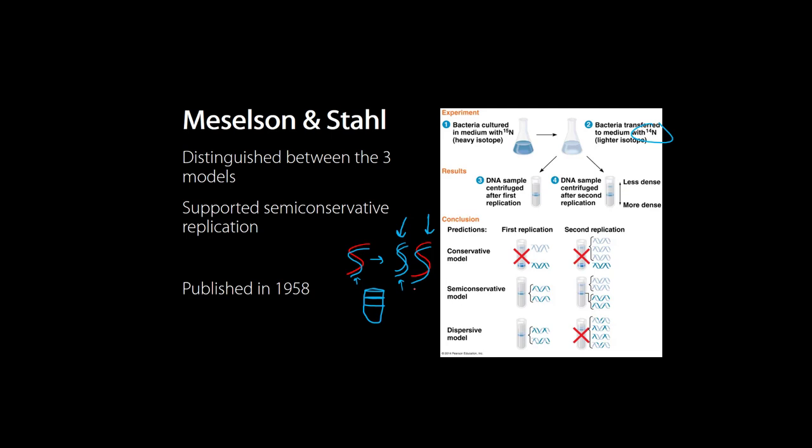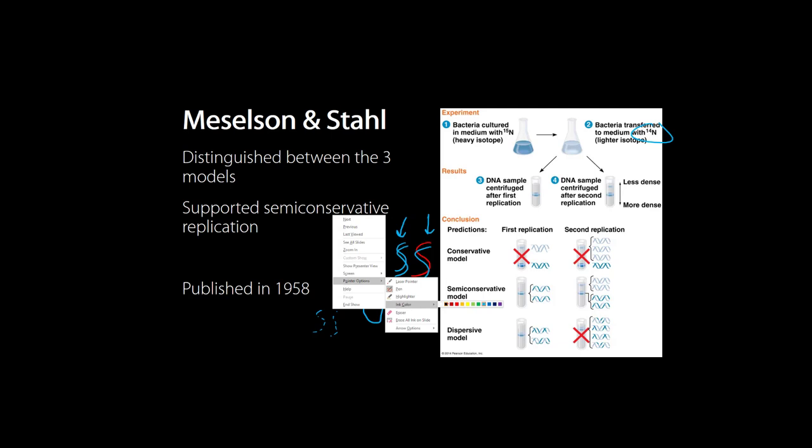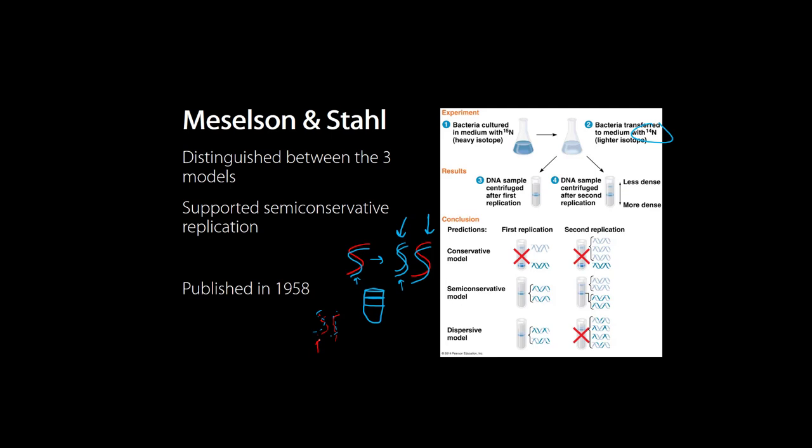However, if dispersive replication was the case, it would just always continue to look like the hybrid band. We would still just continue to see one hybrid band of the 14 and 15. And so after that second round of replication, they actually detected two bands, as you can see right here, successfully eliminating the dispersive model.